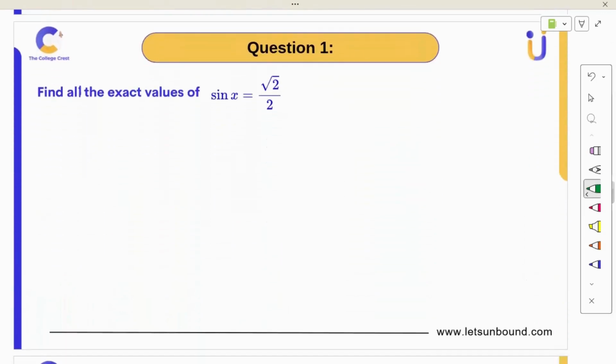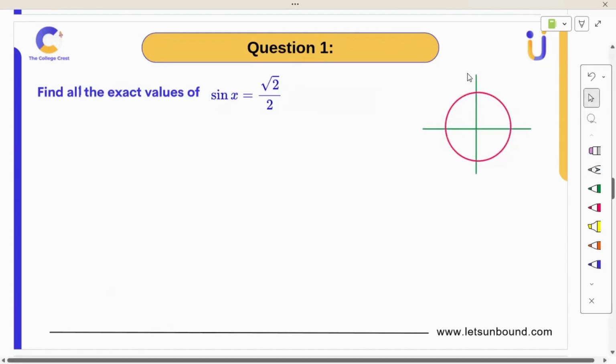Now, let's solve some questions. Find all the exact values of sine x equals root 2 by 2. Whenever you see this, you should know it's 45 degrees, since sine 45 will give you this. But is it only 45? They ask you for all exact values, and it's better to give your answers in radians. So first, draw the unit circle. Okay, draw the unit circle. This is kind of smaller.